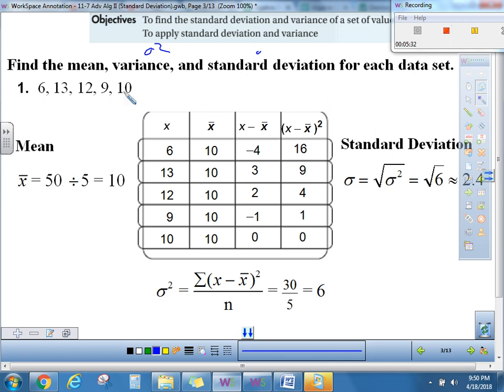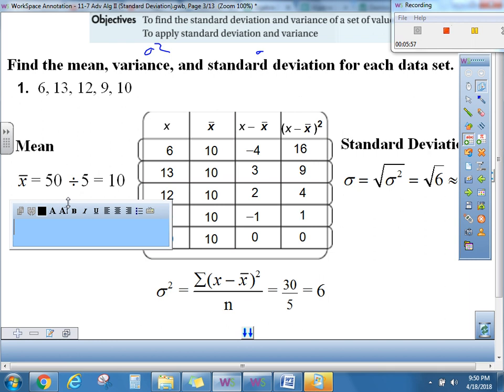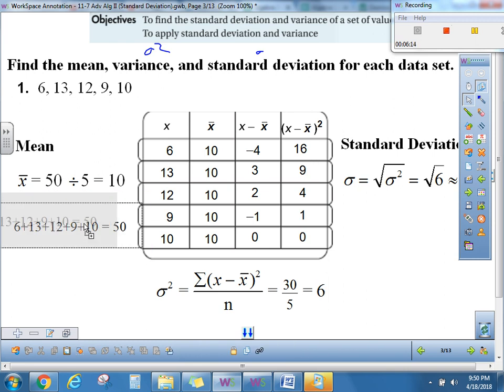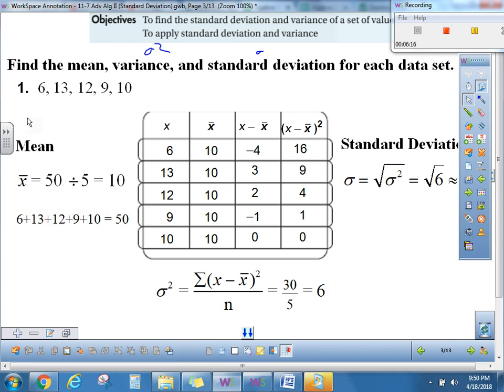So for every problem you get like this in your assignment, what you're going to do is find the average, x bar, the mean. So we're going to add up 6 plus 13 plus 12 plus 9 plus 10. That's how we get 50. So x bar is going to be 6 plus 13 plus 12 plus 9 plus 10. That's how we got that 50. Next, from that step, you're going to divide it by 5 because we have 5 values that we're looking at, and we get 10. So my average here is 10. Every single time, x bar is 10.